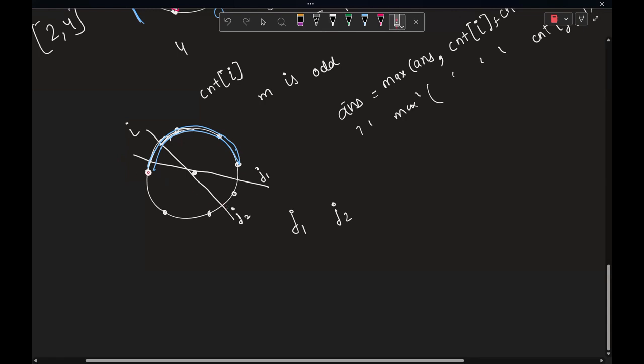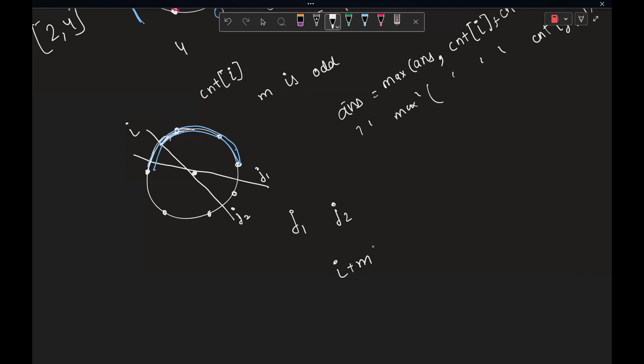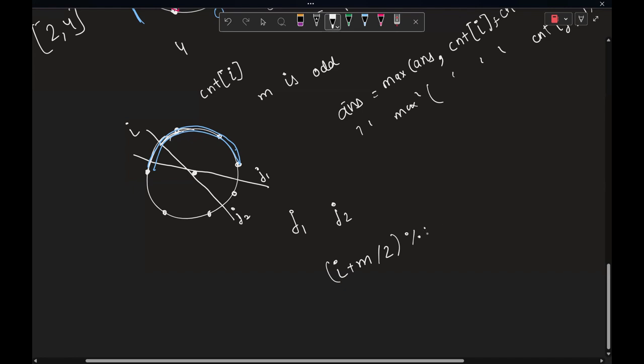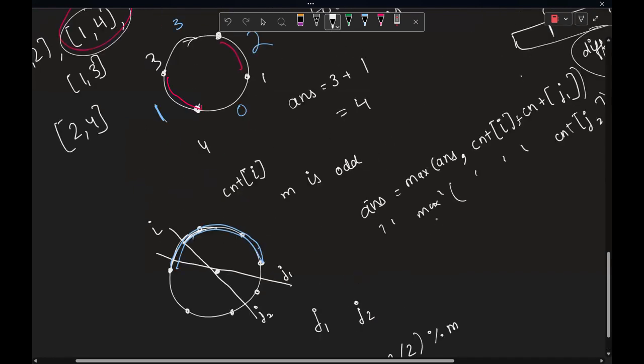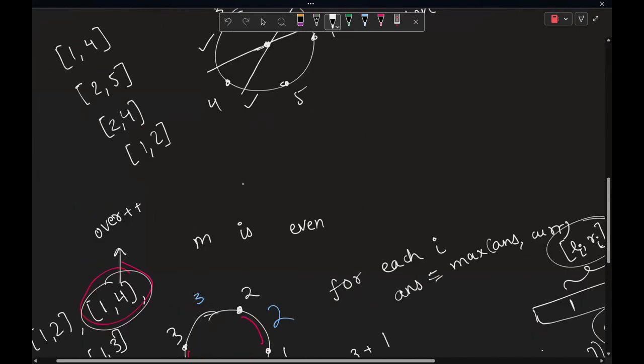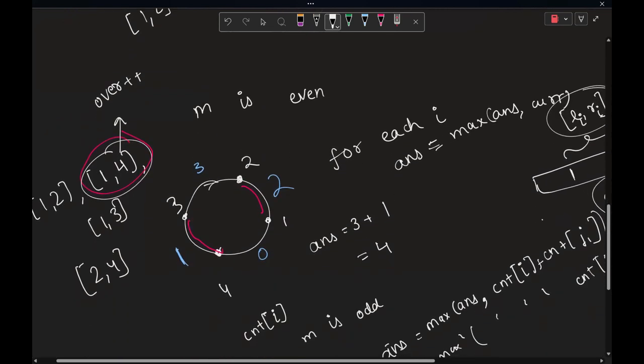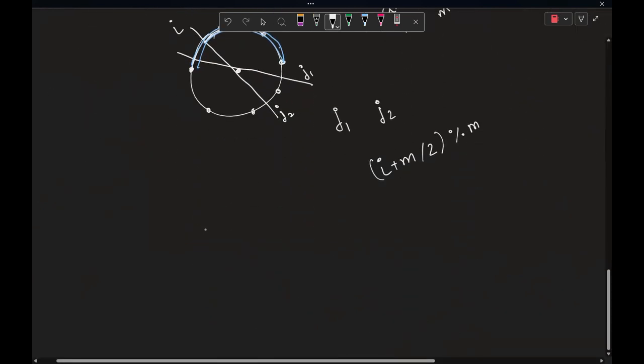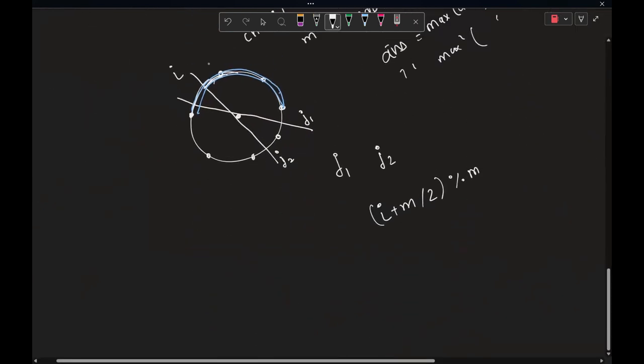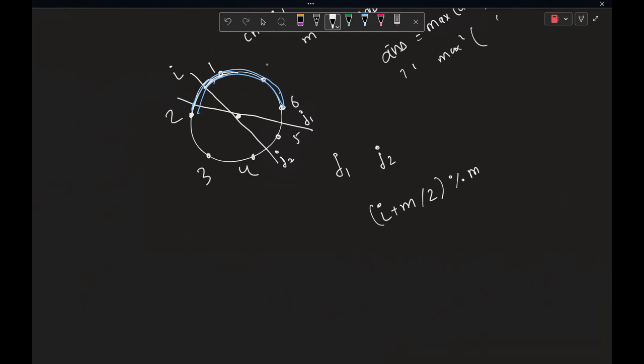So if you notice, in case of even number, it was the exact opposite of it. Like it was i plus m by 2 mod m, the exact opposite guy. If this is coming up between 1 and 2, then the other guy was coming up between 3 and 4. In this case, if you let's say number it 1, 2, 3, 4, 5, 6, 7.